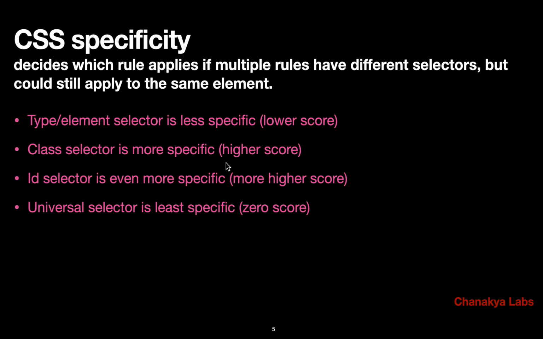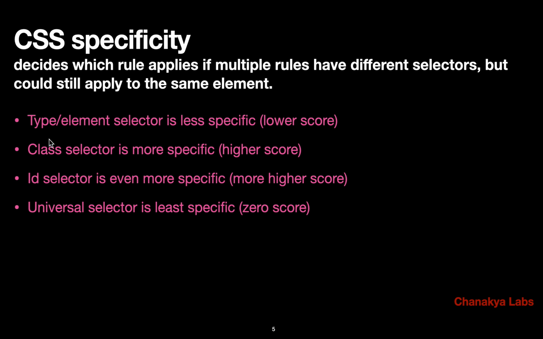Let's see that. Type and element selectors are less specific. There is something called a specificity score, which you will see in a bit. But you can understand it like this: in the order in which something is more specific or less specific, they are awarded some score. So for simplicity, something which is less specific is given a lower score and therefore low priority. Something which is more specific is given a higher score and has higher priority.